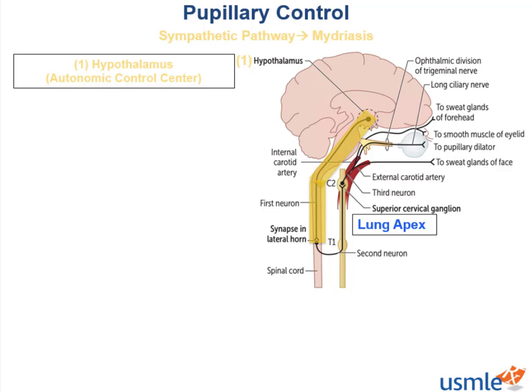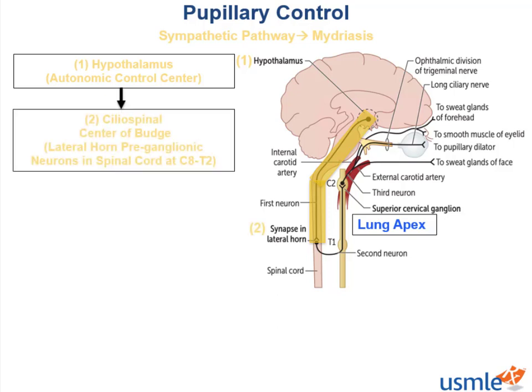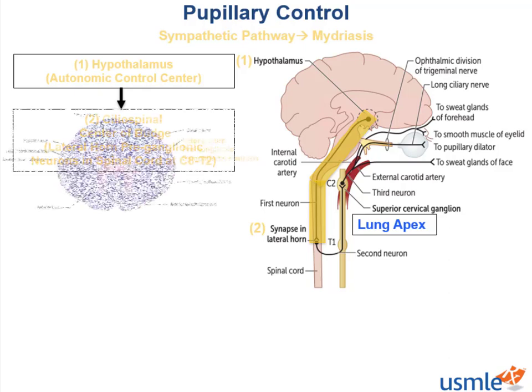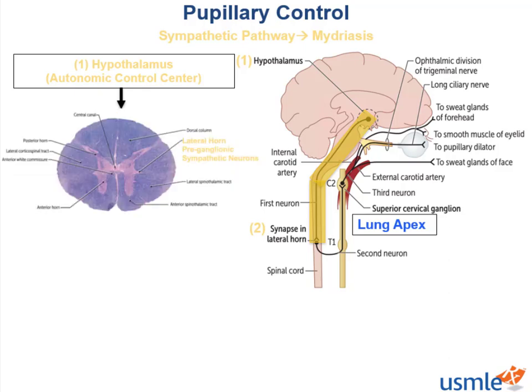The posterior hypothalamus serves as an autonomic control center in the brain to regulate the sympathetic and parasympathetic nervous systems. When activated, the posterior hypothalamus sends signals to the second neuron in this pathway, located in the spinal cord, specifically in a section called the ciliospinal center of Budge. The ciliospinal center of Budge is really the lateral horn neurons from C8 to T2 in the gray matter of the spinal cord, as indicated in this cross-section.